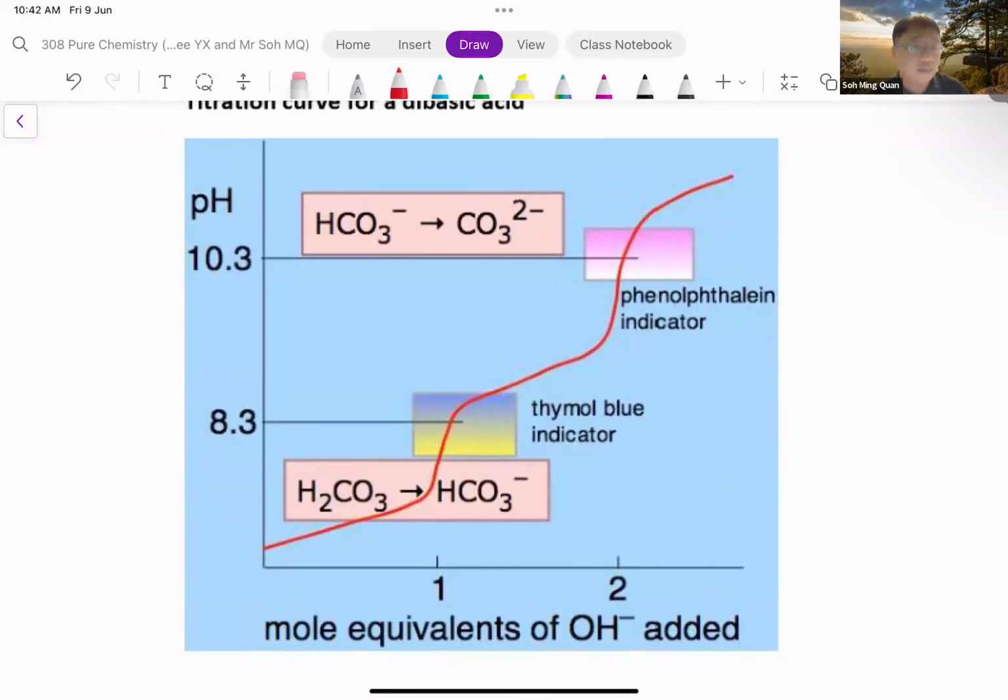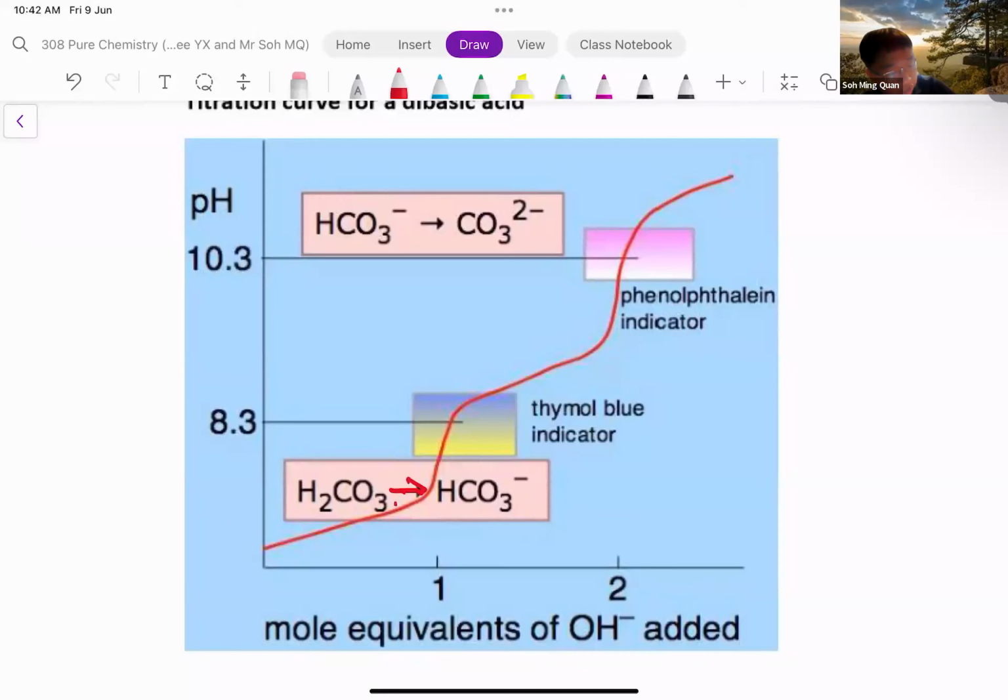So carbonic acid, H2CO3, is carbonic acid. Now, carbonic acid has 2 endpoints, because carbonic acid is a dibasic acid, right? Dibasic acids typically have 2 endpoints, especially if the dibasic acid is a weak acid. If the dibasic acid is a weak acid, like carbonic acid, you will see 2 endpoints. And the 2 endpoints is because, of course, you have 2 different dissociations.